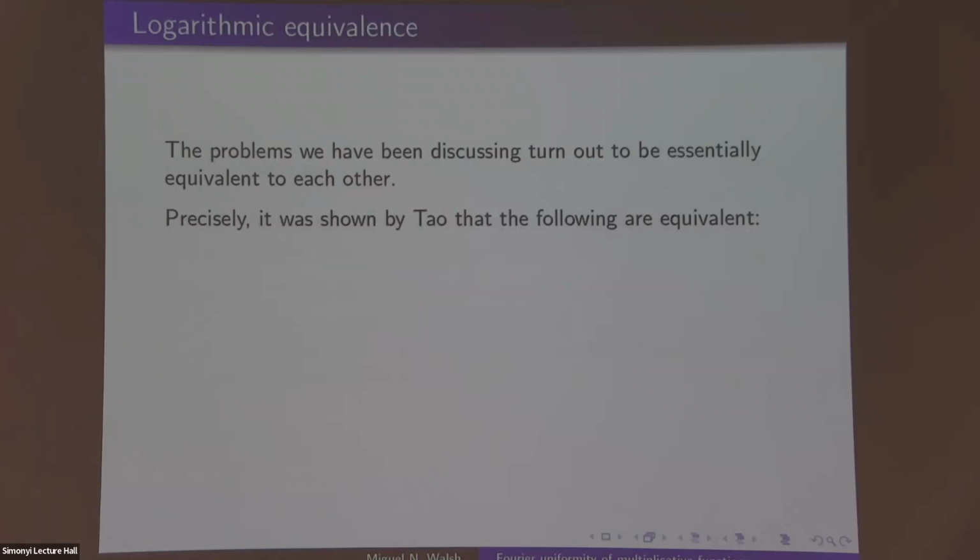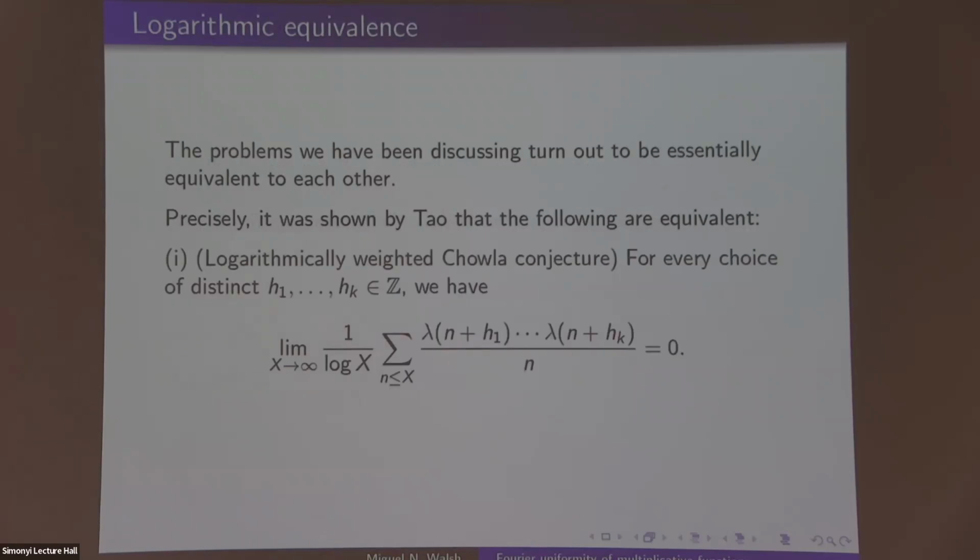We tweak them a little bit to become equivalent. So what we do is take Chowla's conjecture and apply what we will call a logarithmic average. Look at a logarithmic weight version of this conjecture, where we have the same hypothesis. We have some integers h1 to hk, and we look at the self-correlations, exactly the same as before: the sum from 1 up to x of lambda of n plus h1 times ... times lambda of n plus hk.